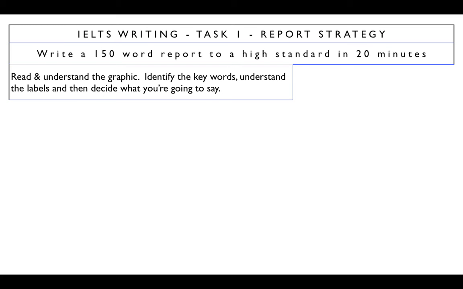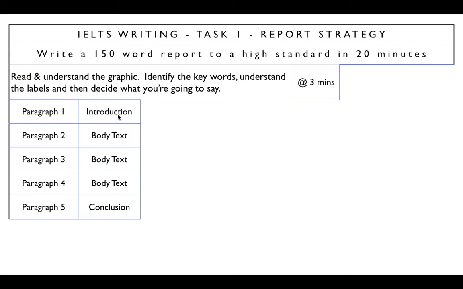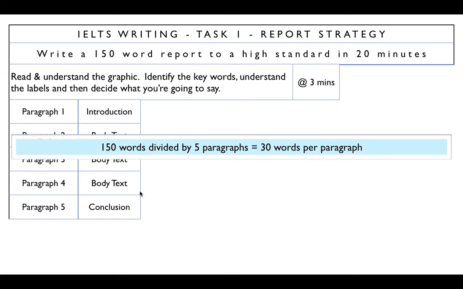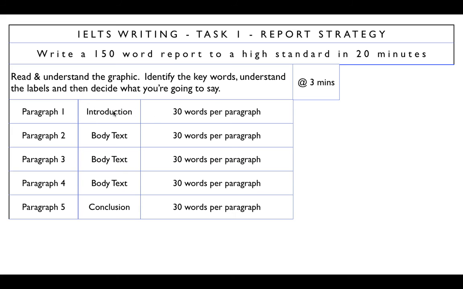In terms of time management, you can take about 3 minutes to do this. Then you have to write 5 paragraphs, an introduction, 3 body texts, and a conclusion. 150 words divided by 5 paragraphs would give you 30 words per paragraph. So 30 words in the introduction, in each body text, and 30 words in the conclusion.